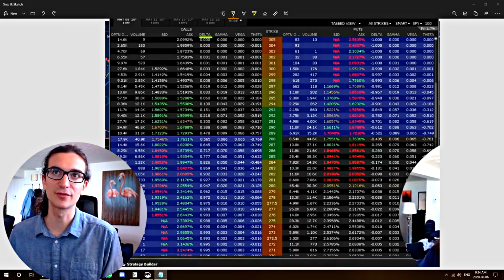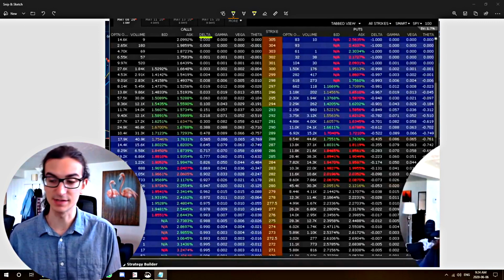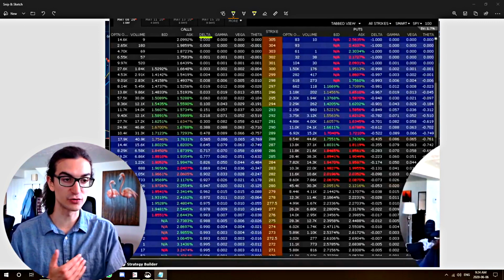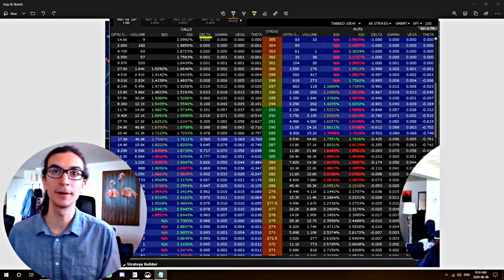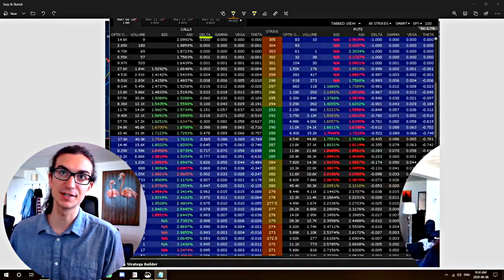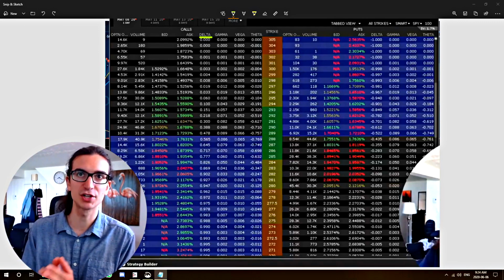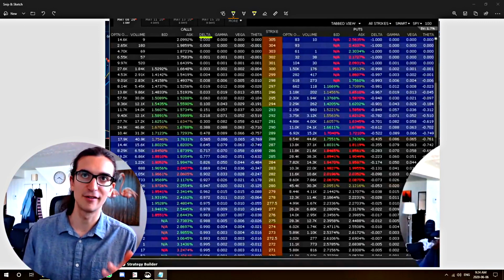Gamma is the highest for the at the money options approaching expiry, because those are the ones that have the most directional risk, because the deltas go from being 0 to 100 real quick approaching expiry. Gamma is important to consider because it adds a strong directional risk in trading options that are closer to expiry. We're going to get into some specific examples later in the video. I'm just going to keep going through the risk factors here.